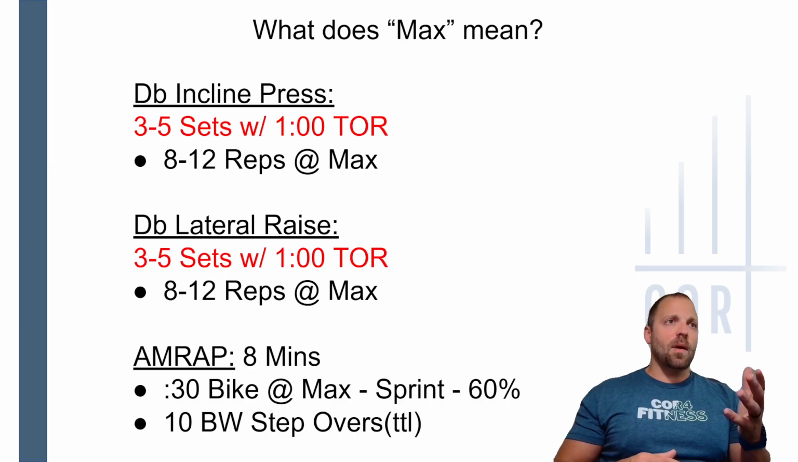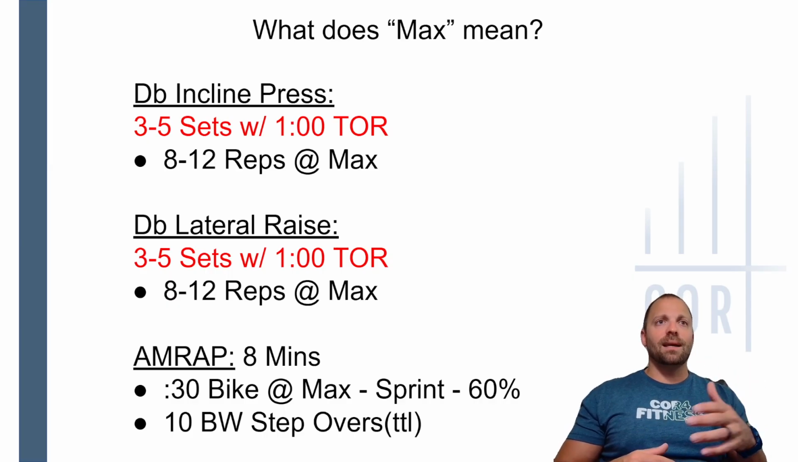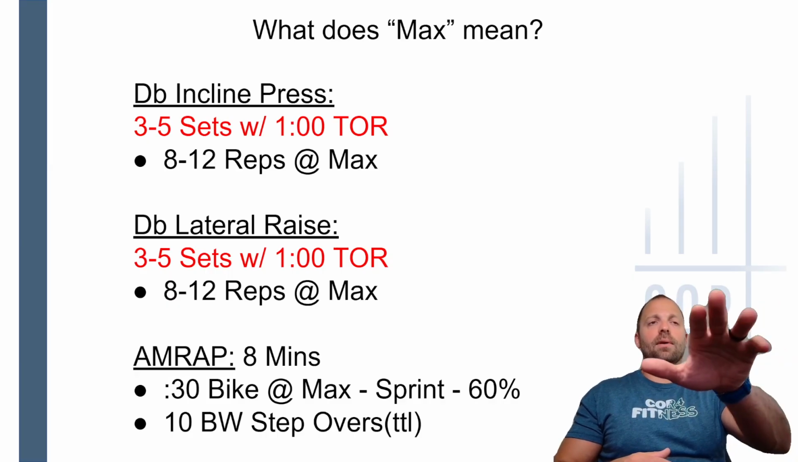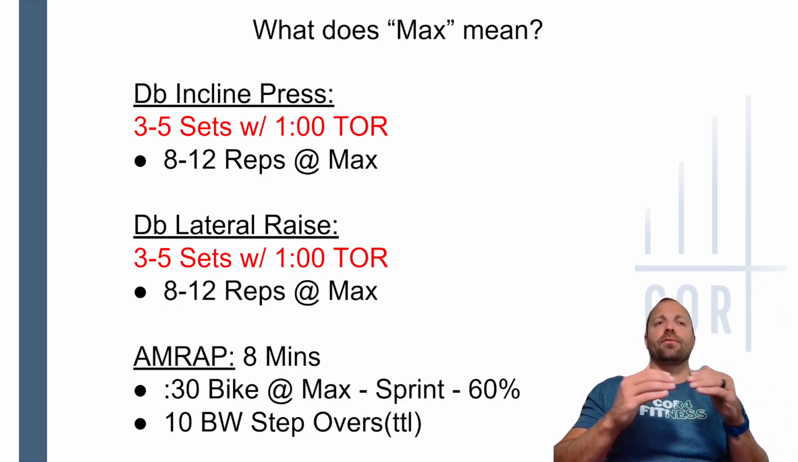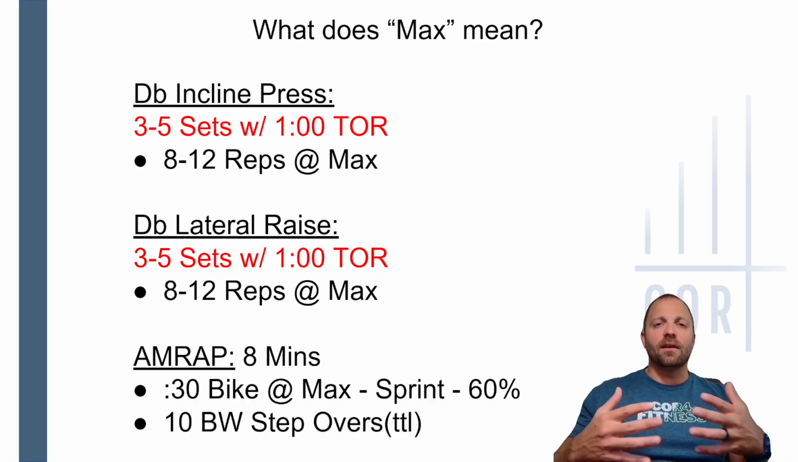Now, something like this AMRAP at the bottom, 8 minutes, 30-second bike at max, and these are kind of, I put right here, max, sprint, and 60%. So those are the 3 setups you see very, very frequently.